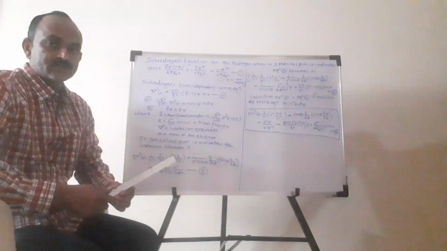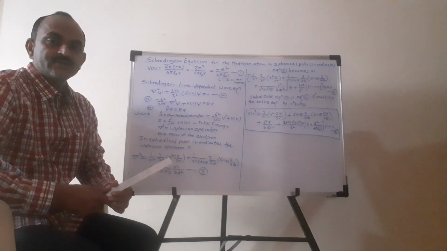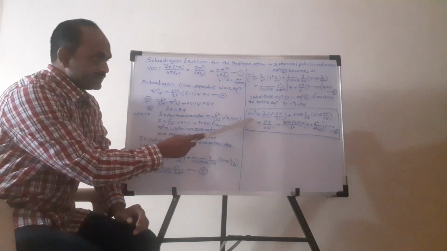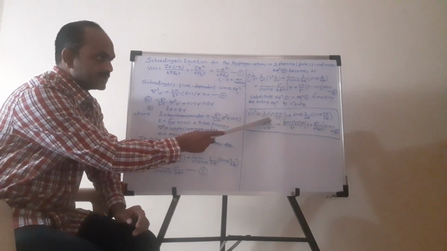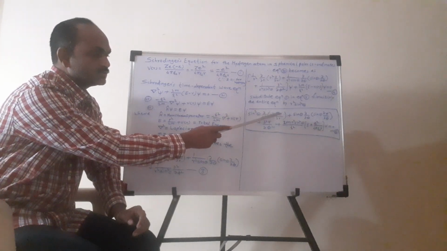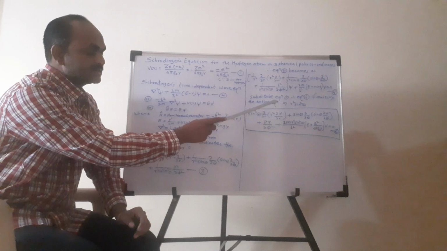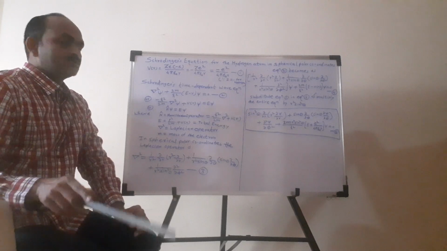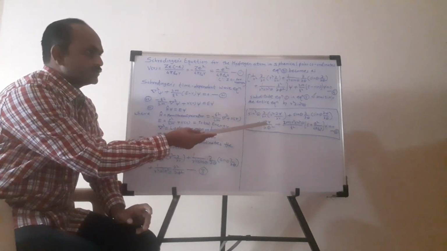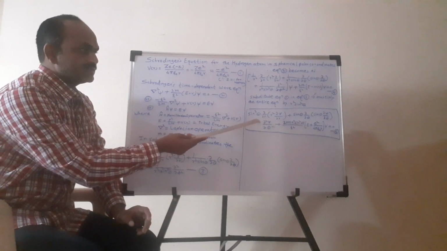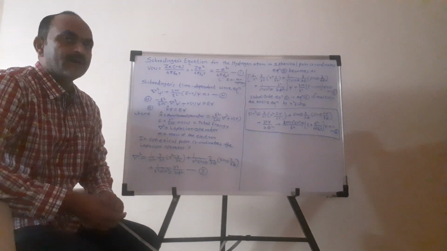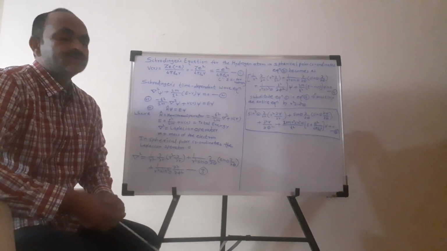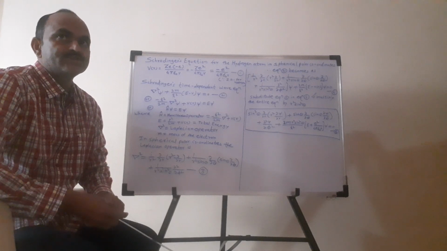So this equation is nothing but the Schrodinger's equation for the hydrogen atom in spherical polar coordinates. The equation is sin square theta dou by dou r, r square dou psi by dou r, plus sin theta dou by dou theta, sin theta dou psi by dou theta, plus dou square psi by dou phi square, plus 2m r square sin square theta upon h cross square, E plus e square upon 4 pi epsilon naught r, psi equal to 0.